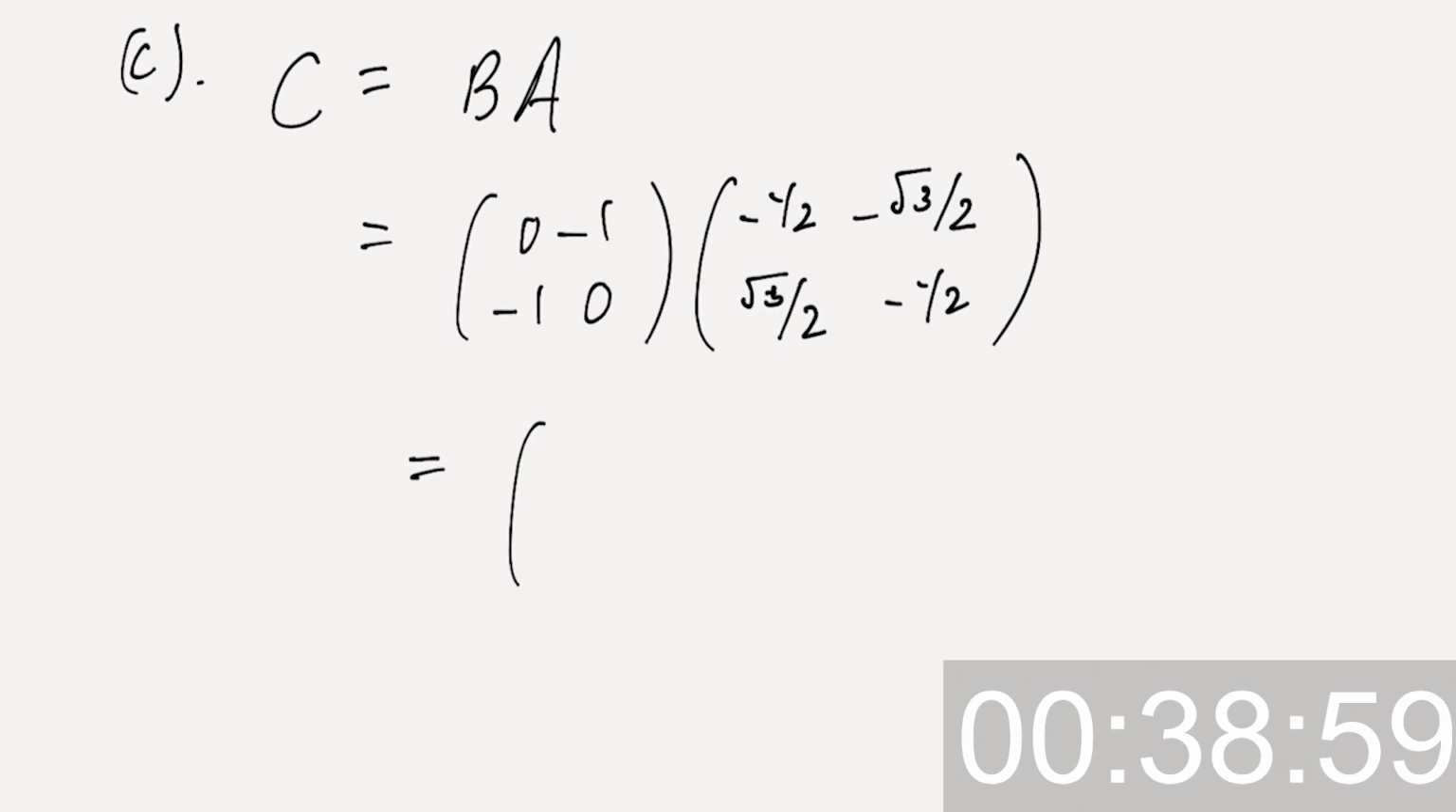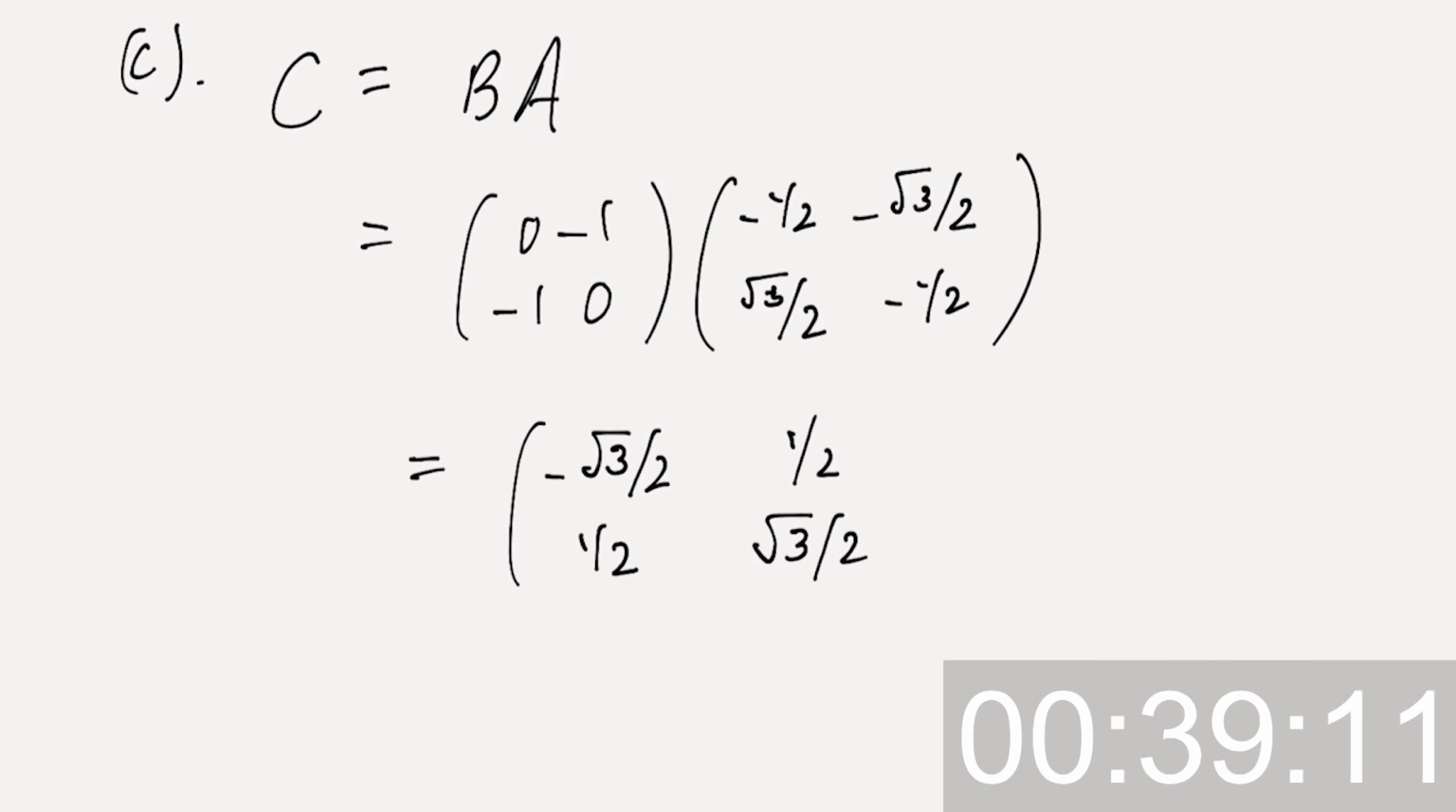So that will be minus root 3 over 2. And that's plus a half. Minus gives me another plus a half. And then that one times that one is then root 3 over 2. So I believe that is my matrix C.